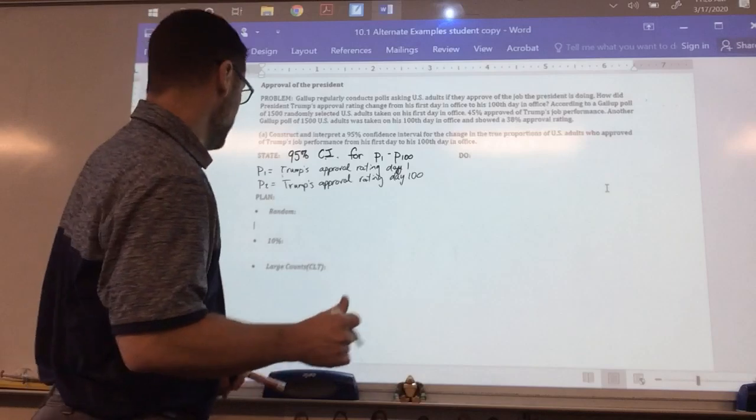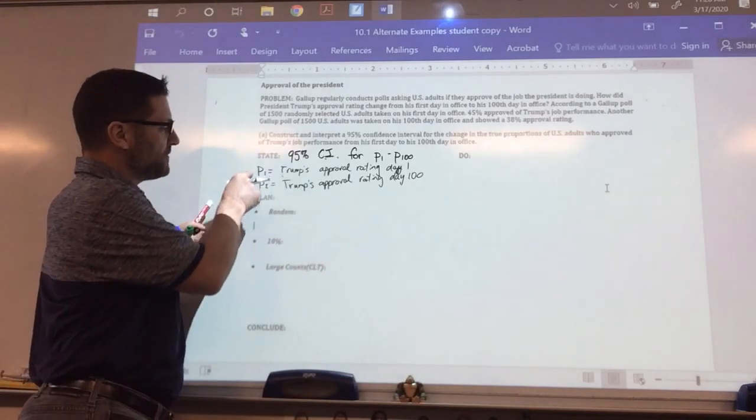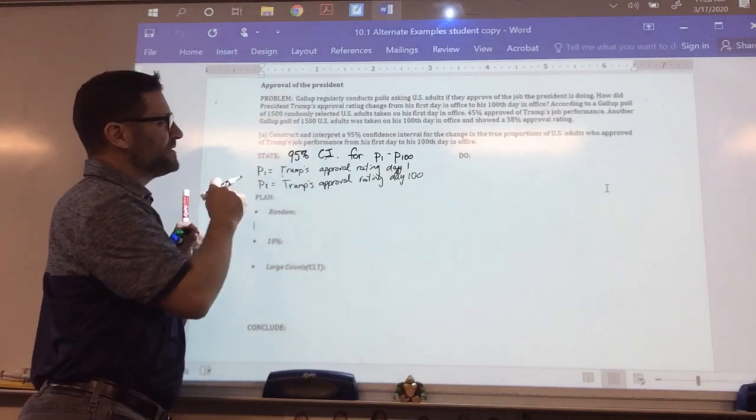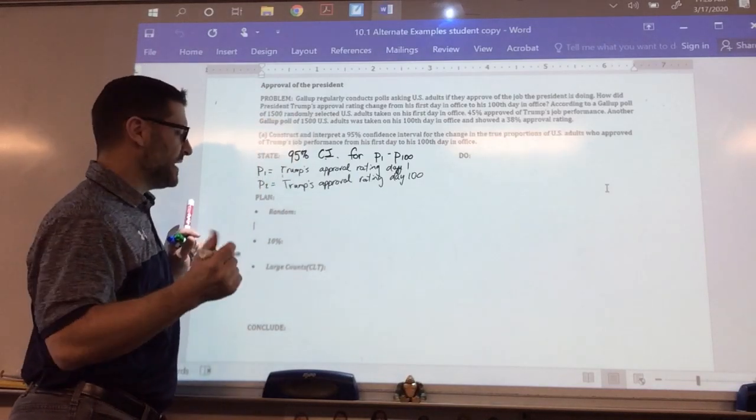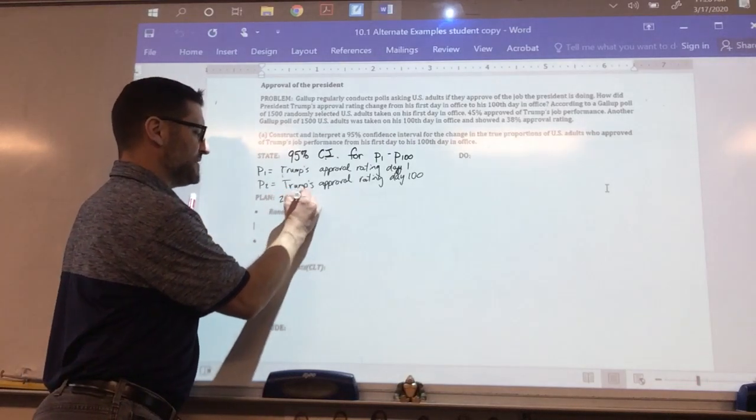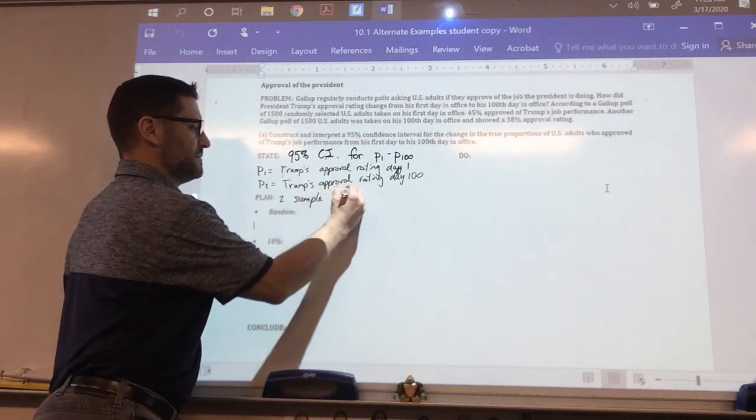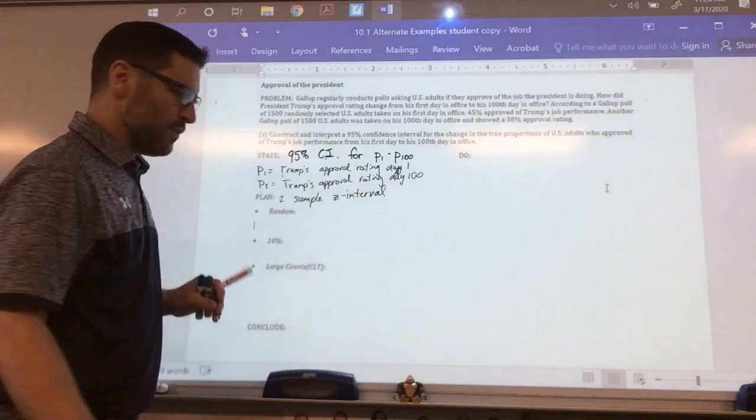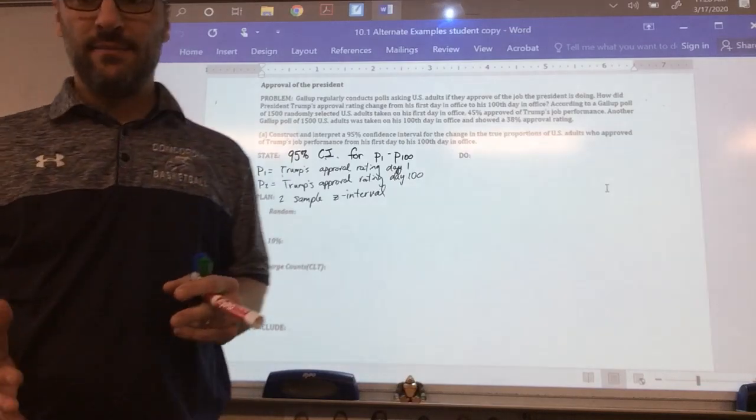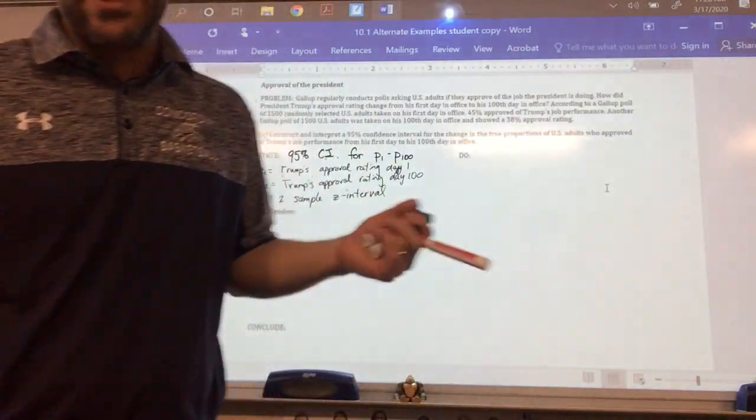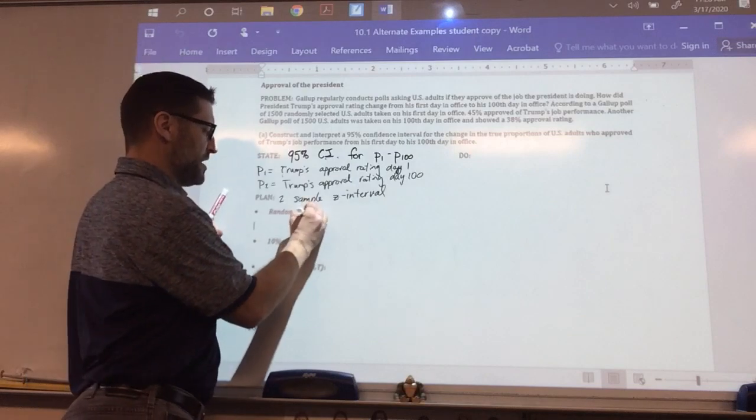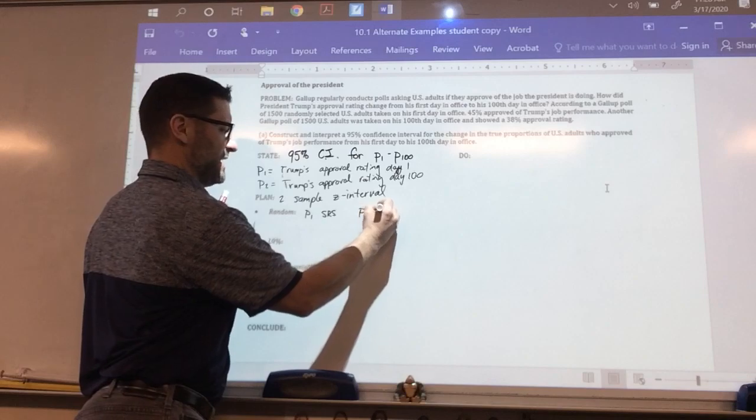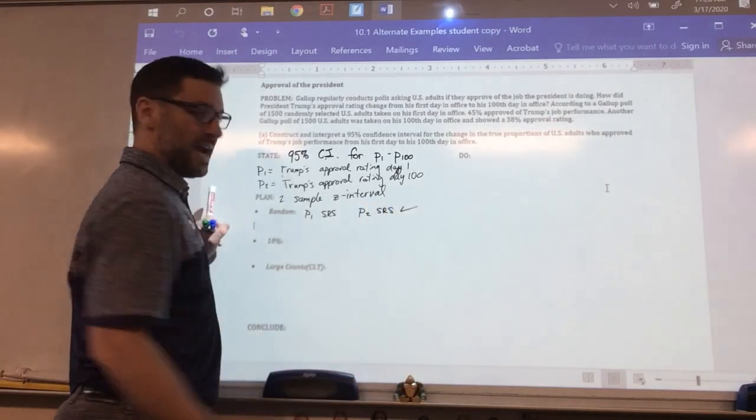Okay, back at it. Because we have two proportions and we've tested twice, we see 1,500 randomly selected once and 1,500 randomly selected again. We do have a 2-sample Z interval is what we're going to be performing. Random. Now you do have to check these conditions for both. You can't just do one. So P1 random SRS and P2 random SRS, those both check out.